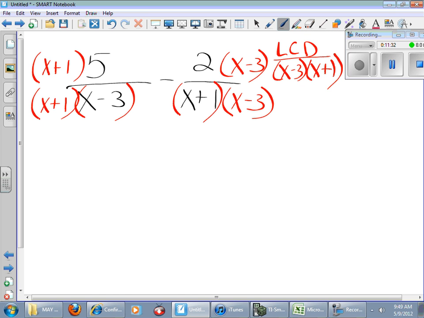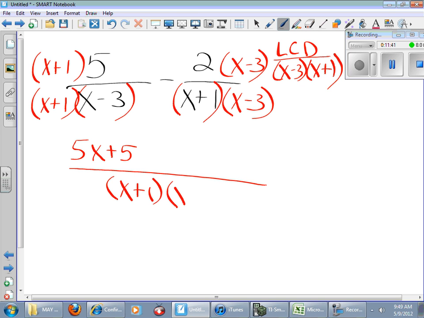Okay, so I'm going to distribute the 5, and I'm going to get 5x plus 5. My common denominator, I just don't want to write it twice. Now, am I going to distribute the 2? Some of you are thinking yes, and I think you're going to have a hard time. I'm going to distribute a negative 2, not a 2. All right, and then you see that changes my answer.